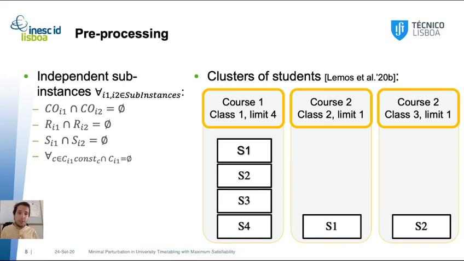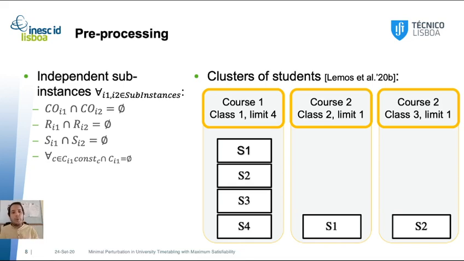However, this is not enough. We need to ensure that two classes from two different instances do not have any constraint between them. So the constraints must relate only to classes of the same instance, and this way we can solve them independently. So the other preprocessing technique is to merge students.